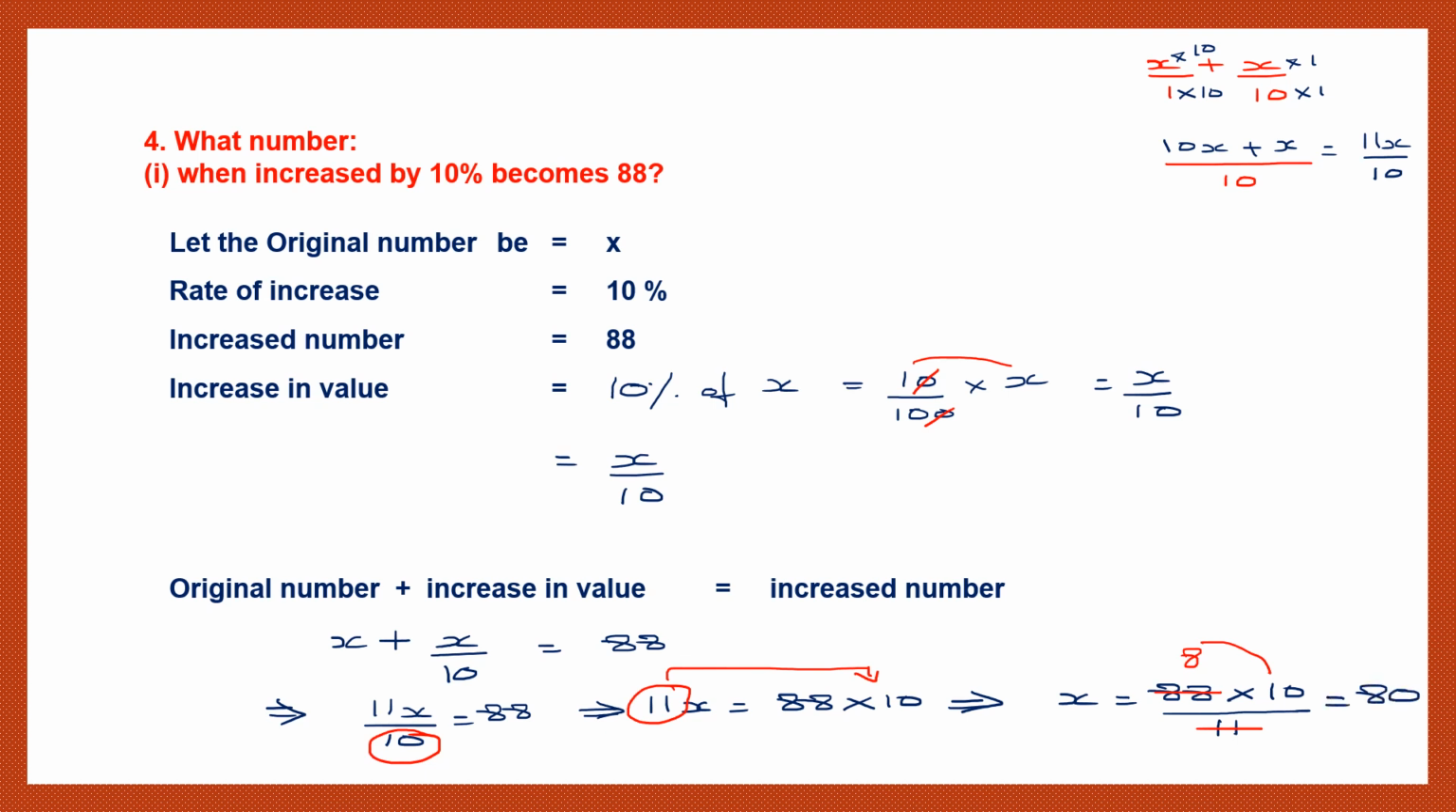So now what have we found? We have found the value of x. X is equal to 80. And what is x? X is the original number because we said let the original number be x. And the question here is what number when increased becomes 88? So which is the number? The number is 80. So let's write that here. X is equal to 80. And this is the original number.